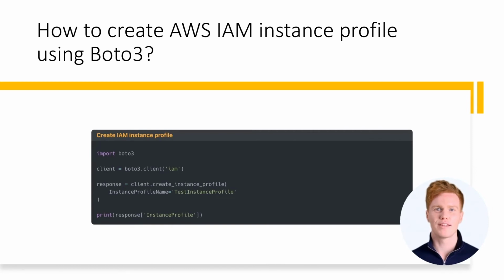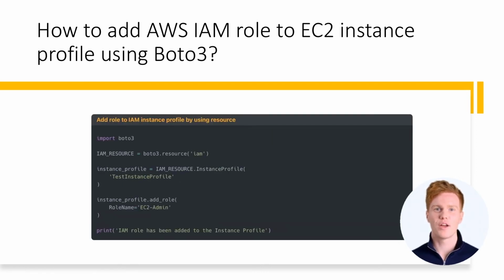You can provide your EC2 instances required permissions to access AWS resources without using API access keys by assigning them instance profiles. Instance profile provides a mechanism to assign an IAM role to an instance. To create an IAM instance profile, you need to use the create instance profile method of the IAM client, which requires the name of the instance profile as an argument. To add a role to the IAM instance profile, you need to use the add role method of the instance profile class of the IAM resource.